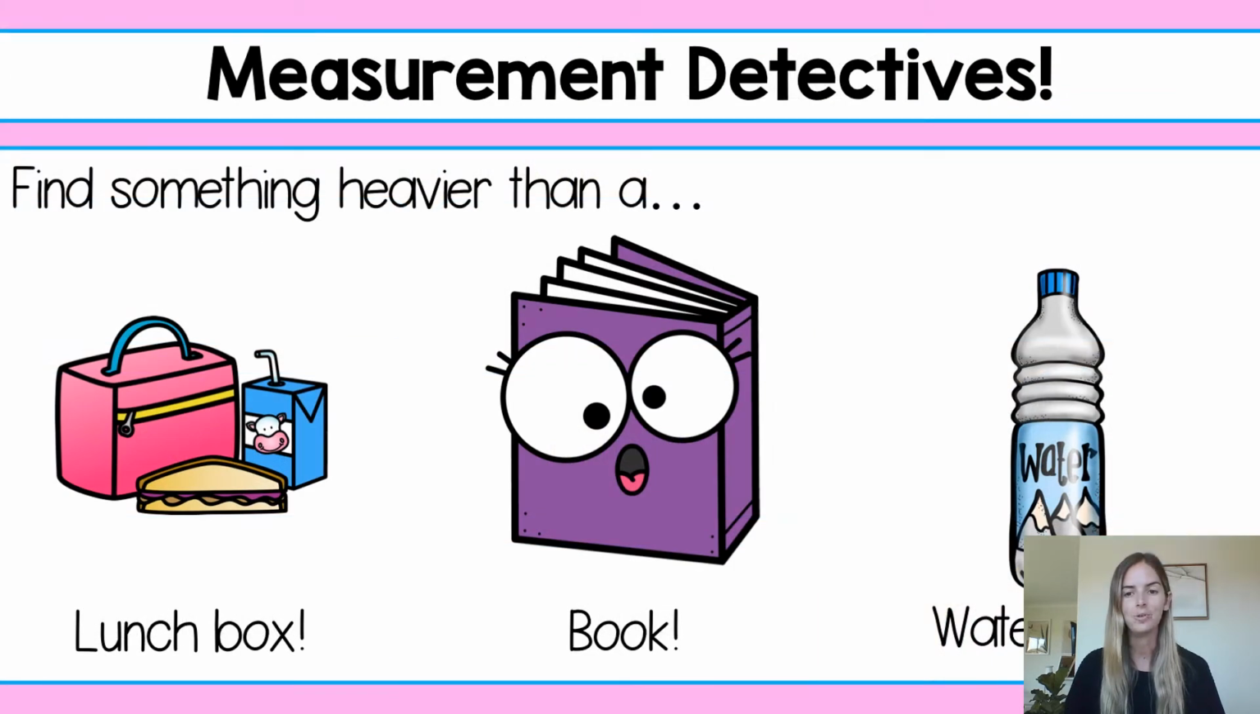The next thing that you will need to do is become a measurement detective. So you're going to find something heavier than a lunchbox, find something heavier than a book, and find something heavier than a water bottle. So you need to find 3 different things and you can draw them on a piece of paper and then upload it to your week 2 completed work document. Okay, we can't wait to see what you have found.